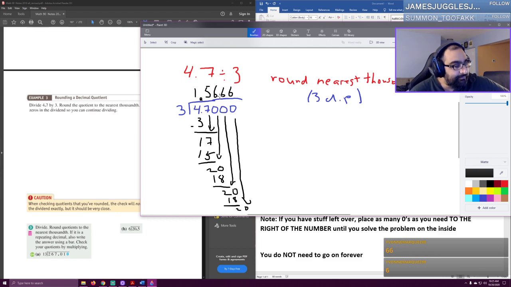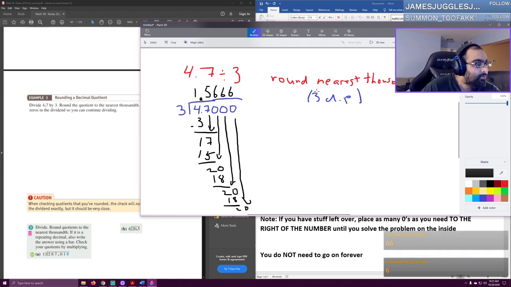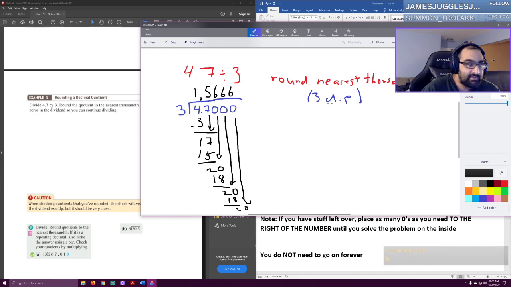Okay. Now remember, we need to round to the nearest thousandth. So we need to round to 3 decimal places. So if we took a look at our answer here, what we have is 1.5666. Okay, so what do we round this to? If we're going to round it to the nearest thousandth, what does that round to?